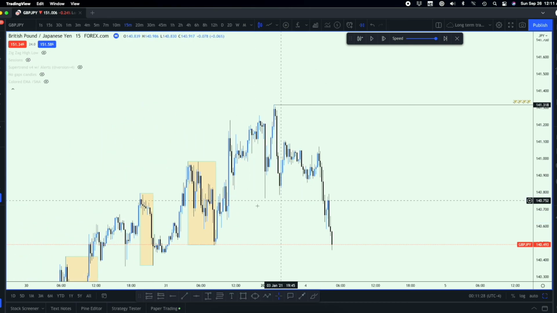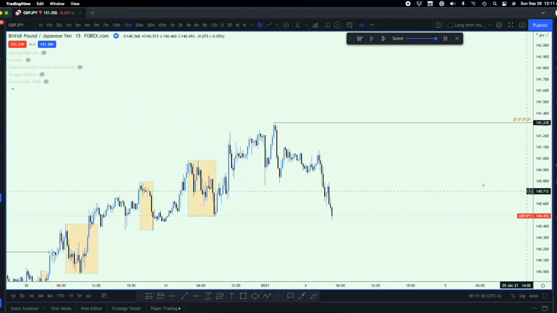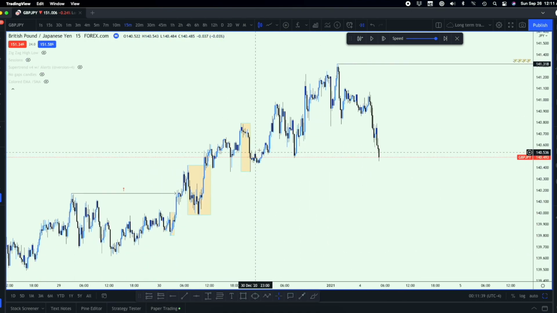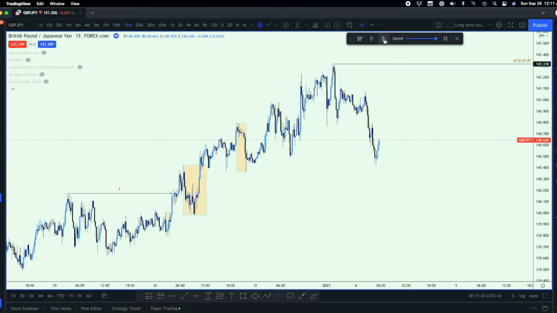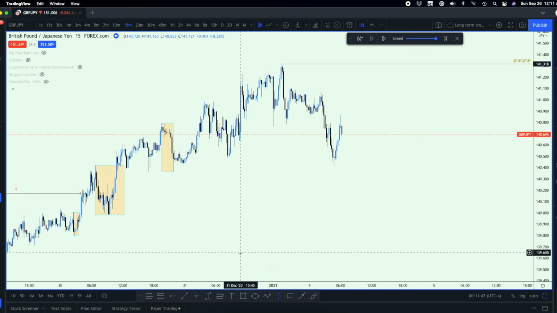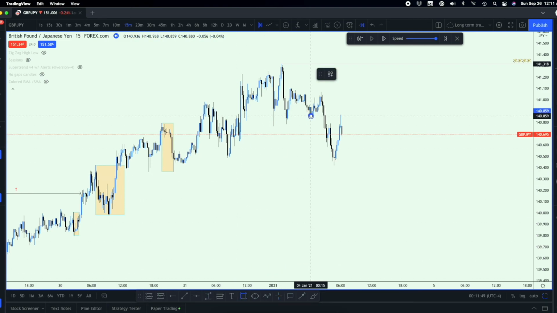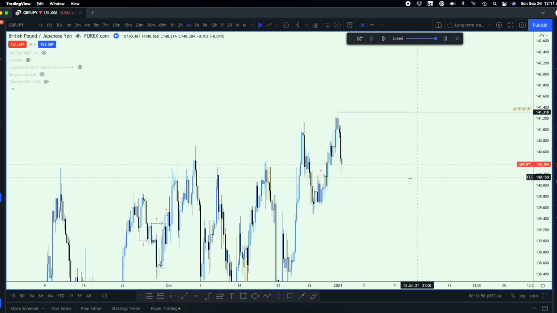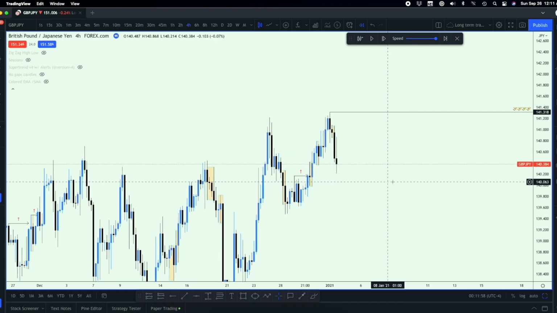Kind of figured that rodeo wasn't gonna last too long. So this MB is invalid now. Plea and ultimate mitigation. So we're bullish though, man. Right, so if I go back to the 4 hour, we straight bullish.